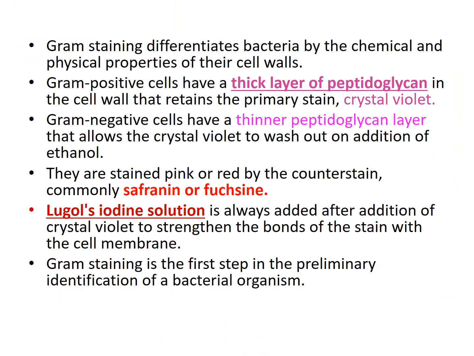Gram staining differentiates bacteria by the chemical and physical properties of their cell walls. Gram-positive cells have a thick layer of peptidoglycan or murein in the cell wall that retains the primary stain, that is the crystal violet. Gram-negative cells have a thinner peptidoglycan layer that allows the crystal violet to wash out on addition of ethanol. They are stained pink or red by the counterstain. Counterstain is safranin or fuchsin. Lugol's iodine solution is always added after addition of crystal violet to strengthen the bonds of the stain with the cell membrane. Gram staining is the first step in the preliminary identification of bacterial organisms.